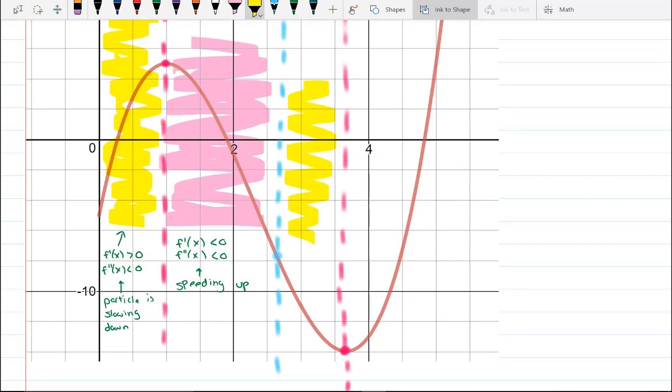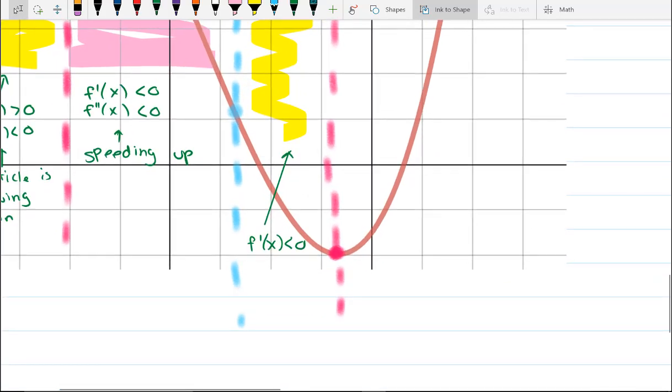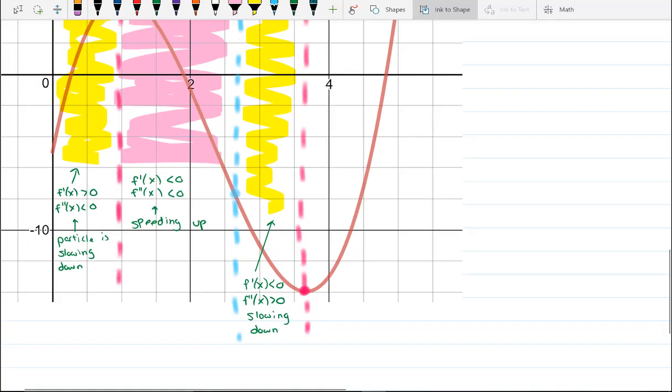Now let's talk about what happens in here between the next inflection point and the next critical point. This is where it gets interesting. Notice that f prime of x is still negative, right? It's still decreasing, but the second derivative is now positive. We're concave up. This means we're slowing down again. We're slowing down because we have to come to a stop. Right here, we're going to be stopped. So you have to push on the brakes. You have to, or let off the gas at least. You have to slow down.